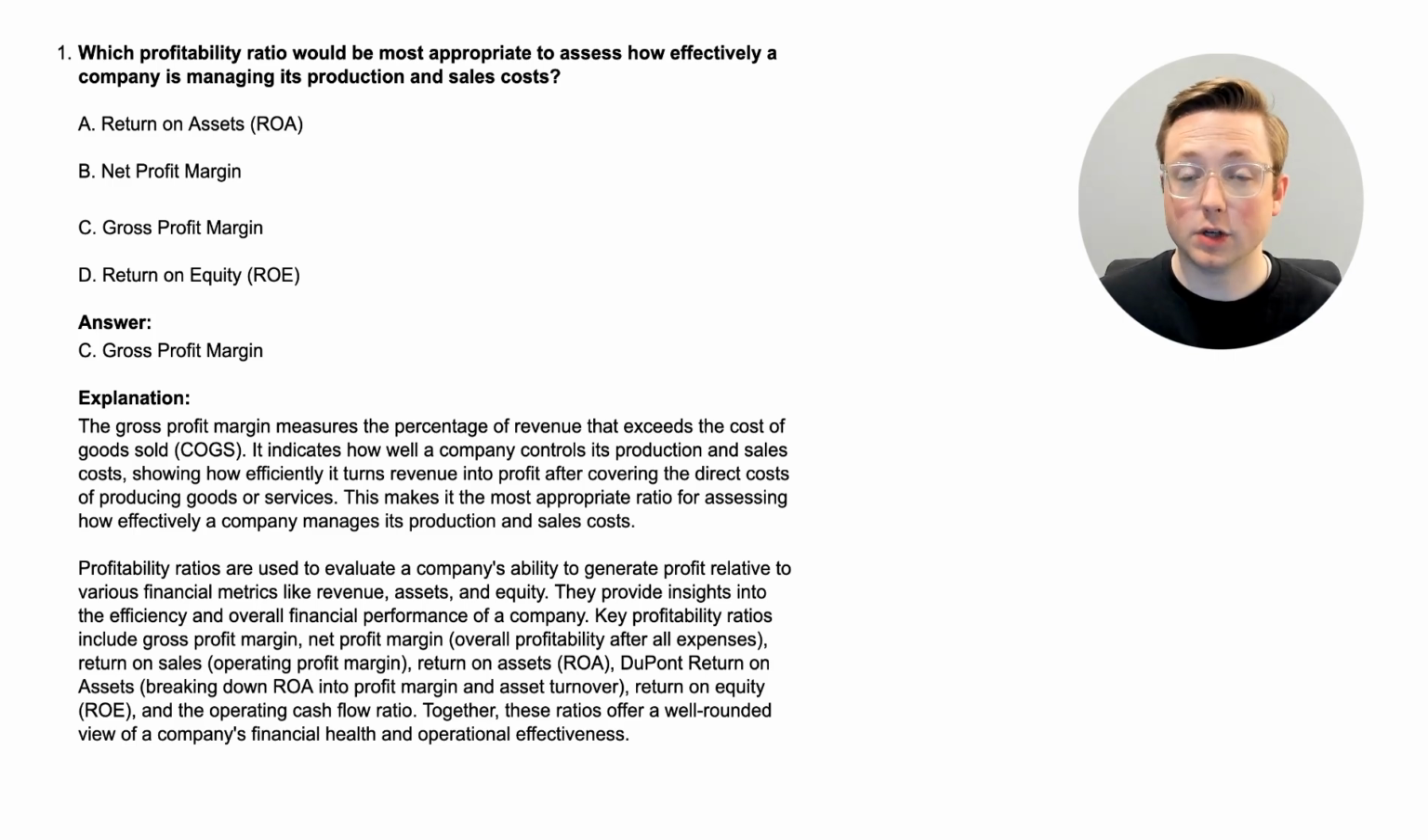But I want you to understand the categories so that you can have a general idea of what am I trying to do here? This would probably be a profitability ratio. Okay, so what profitability ratio would I use? It gives you a good starting point. So let's go ahead and go to the next question to learn about a different category of ratio.